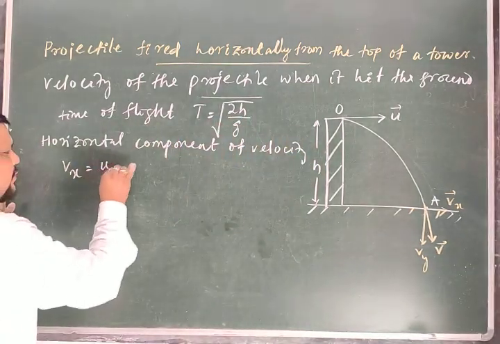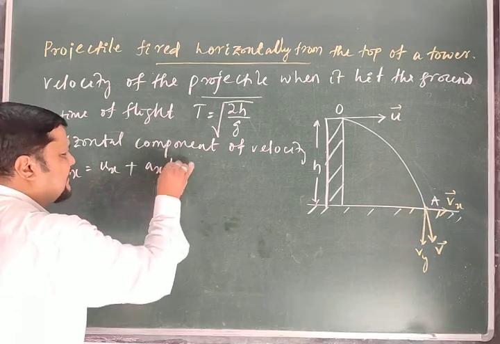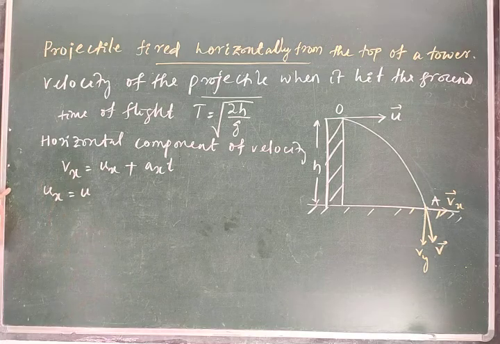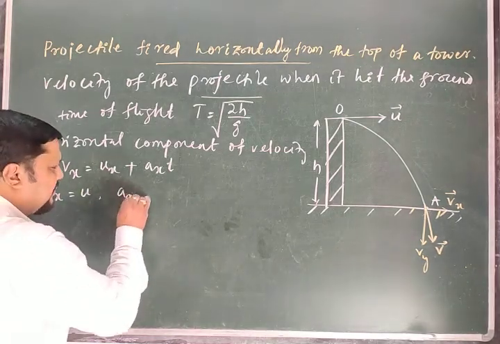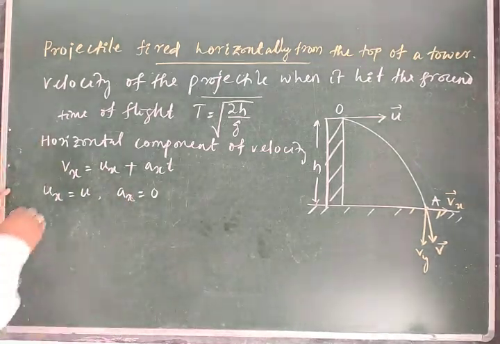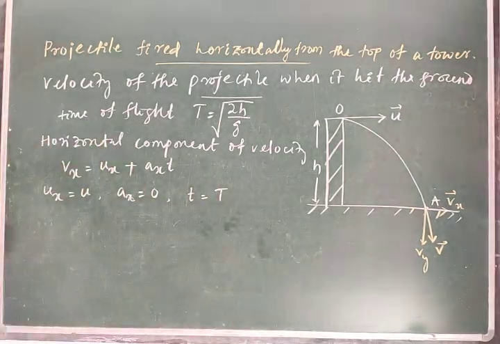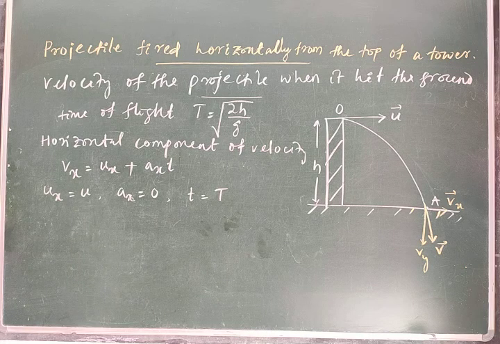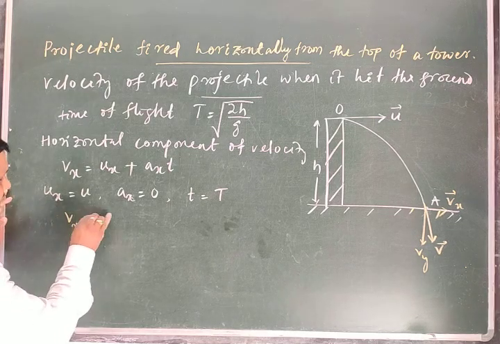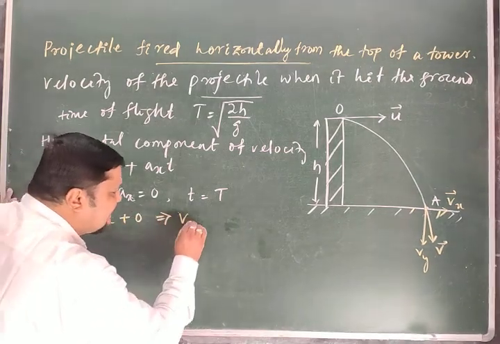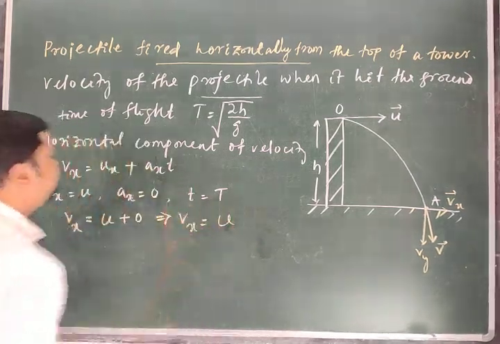You do the same thing here. Vx is equal to ux plus ax into t. Here ux is always u, uniform, and ax is zero, no force along horizontally, and t is the time of flight. So this is not the instantaneous velocity, it is just before hitting the ground. If you put that, Vx is equal to u plus 0, or Vx is equal to u.